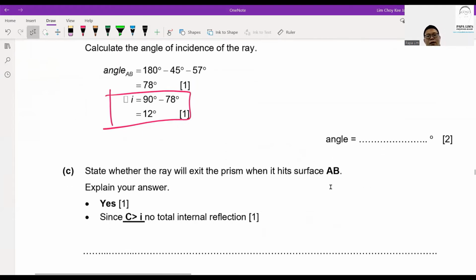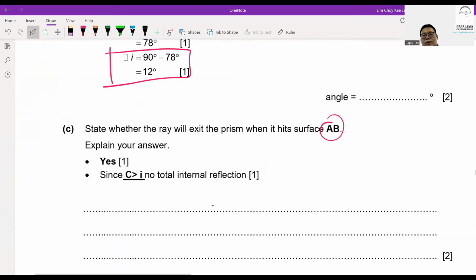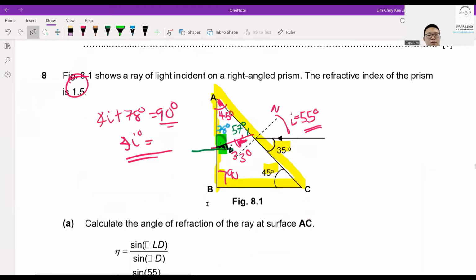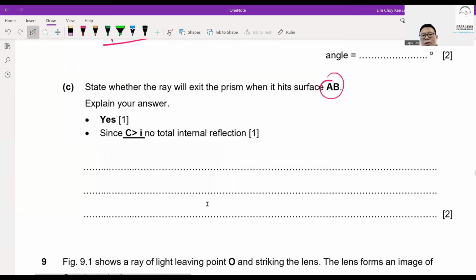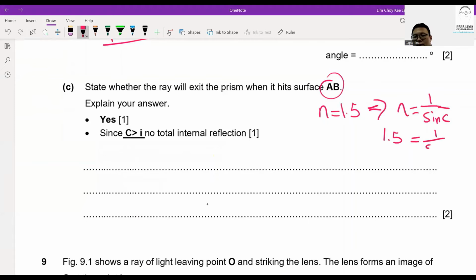Same thing, when I exit the surface, will I exit surface B or will I do a total internal reflection? Okay, the answer is actually yes. How do I know it's yes? It's because the refractive index is 1.5, if I'm not wrong. So you have to work out yourself. At the back end, you can work out the refractive index is 1.5, which means I can actually find the critical angle. The refractive index is 1 over sine C. This is 1.5, 1 over sine C.